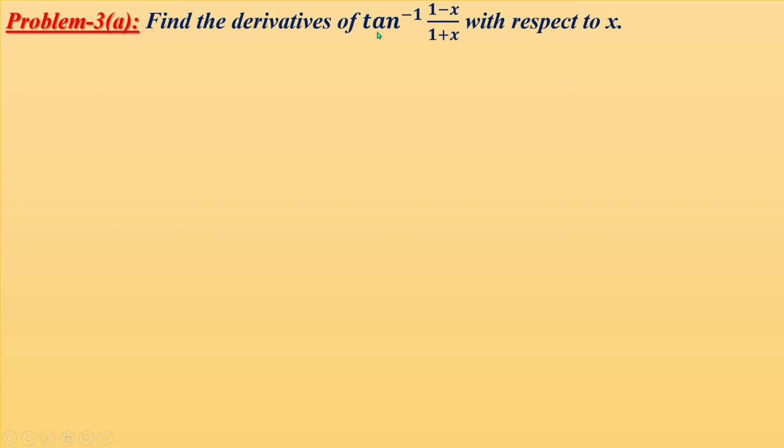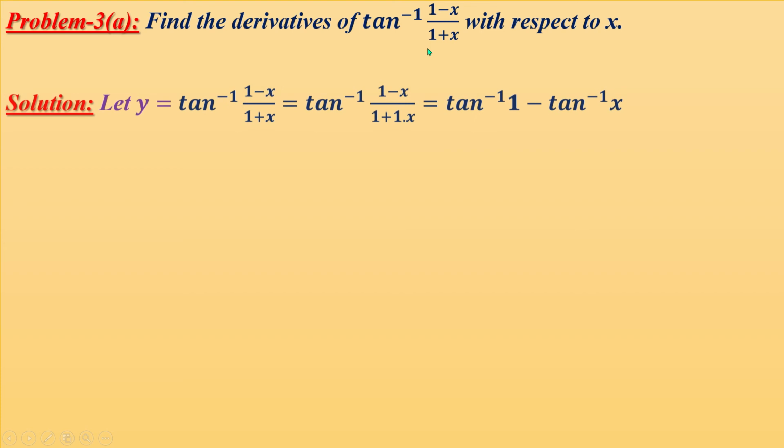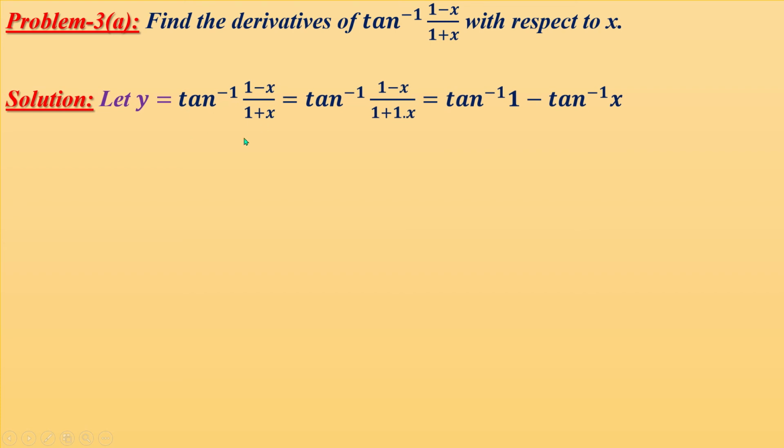Problem 3a: find the derivative of tan inverse (1 minus x by 1 plus x) with respect to x. Let y equal to tan inverse (1 minus x by 1 plus x). We can write this as tan inverse (1 minus x by 1 plus 1 into x). To make the formula, we have to take 1 here. As a result, this makes the formula tan inverse x minus tan inverse y, as here x means 1 and y means x. So we can write this. Clear everyone?